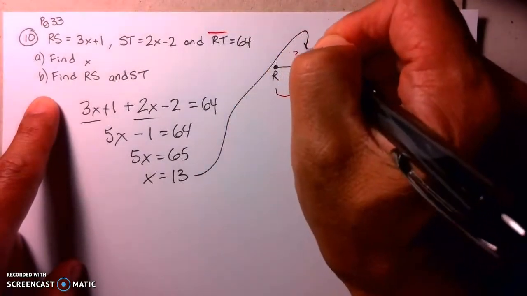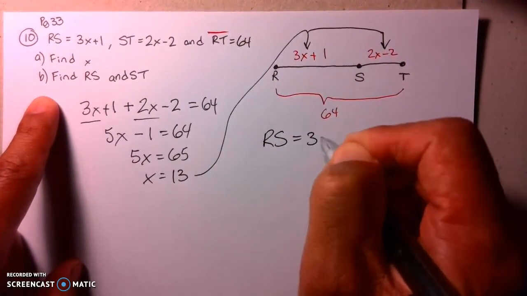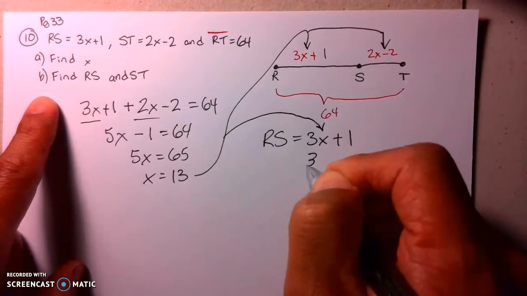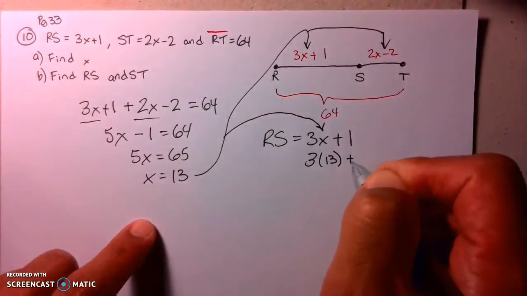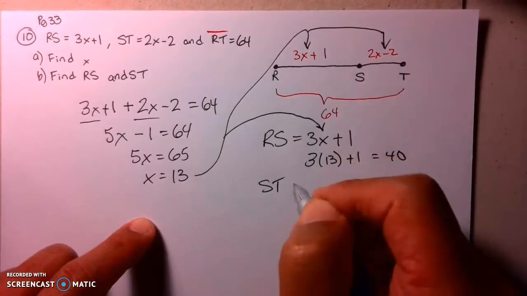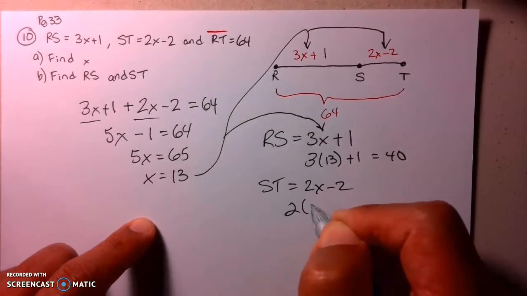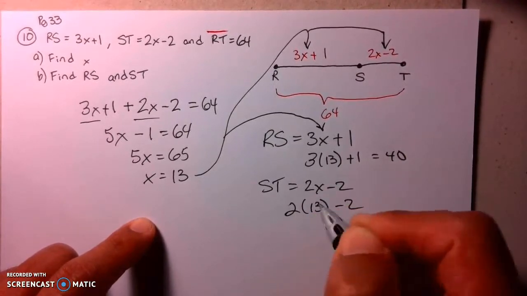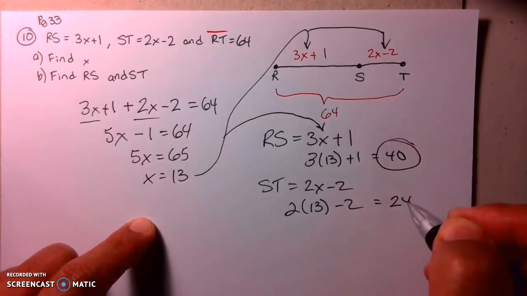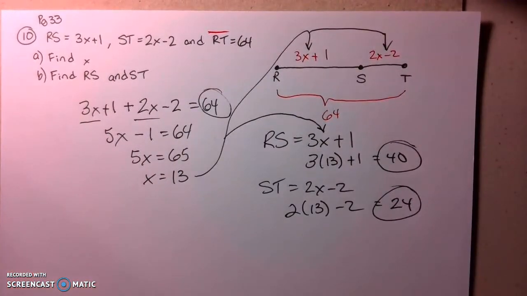They also asked, okay, how far is R to S and S to T? Well, you just take that 13, plug it in here, and you will figure out how far each of the segments are. So again, 13 right here. This is 3 times 13, which is 39, plus 1, which is 40. ST is 2x minus 2, and then you put the 13 where the x is. That's 26 minus 2, so this is 24. 40 plus 24 should equal 64, all the way across.